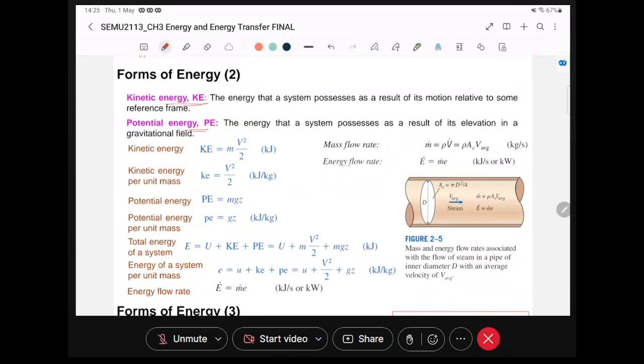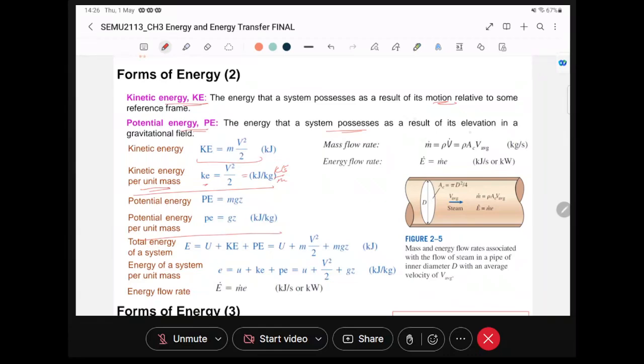Okay, kinetic energy is associated with the movement. There's motion, and then there is kinetic energy. The definition of it, the equation for it, is mv squared over 2. Okay, or we can write it in specific terms per unit mass. We therefore write it in small caps, which is ke, big KE divided by mass, becomes V squared over 2. Okay?